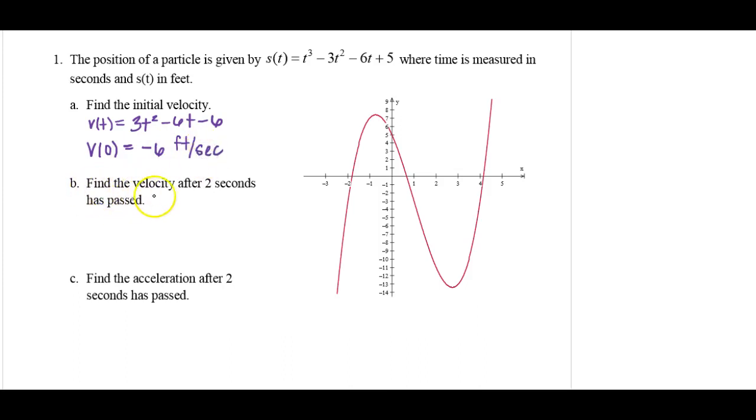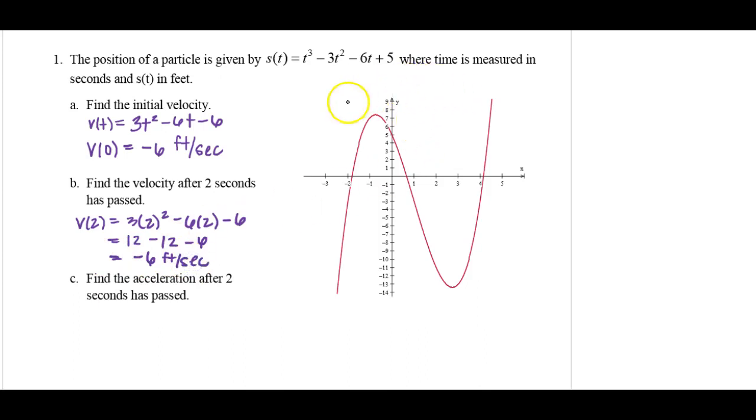Now in part B, find the velocity after 2 seconds has passed. Now I'm going to have to substitute 2 into my velocity function. So I'm interested in v of 2. So 3 times 2 squared minus 6 times 2 minus 6. So 2 squared is 4 times 3 is 12. Minus 6 times 2 is 12. Minus 6, so 12 minus 12 is 0. So I get negative 6 again.